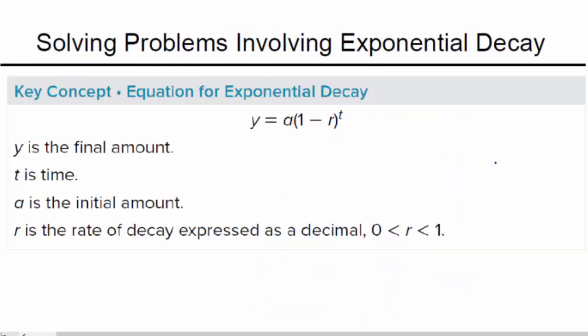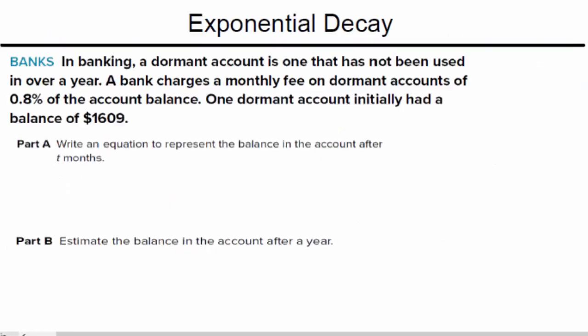Now we'll take a look at problems that involve exponential decay, and you'll notice the only difference here is we have a minus sign. Everything else is the same, only instead of the value getting bigger, the value will end up getting smaller. Okay, so our first example then, in banking, a dormant account is one that has not been used in over a year. Bank charges a monthly fee on dormant accounts of 0.8% on the account. One dormant account initially had 1,609, so they want us to write an equation to represent the balance after T months. So our initial amount is 1,609.